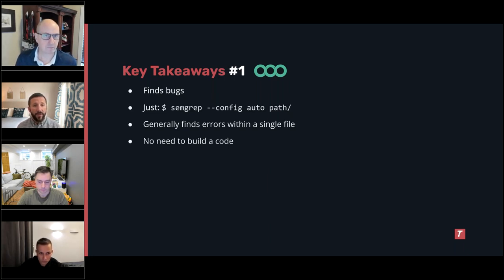Another key takeaway is that it's very simple to use. It's just point and shoot, one command: you point it at a directory and go. And the config auto mode, as Maciej discussed earlier, makes it even simpler. And in that vein as well, you don't need to build the code. So compared to a lot of tools, Semgrep is very fast, it's very easy to use, and it's quick to get started using it on your own code bases.